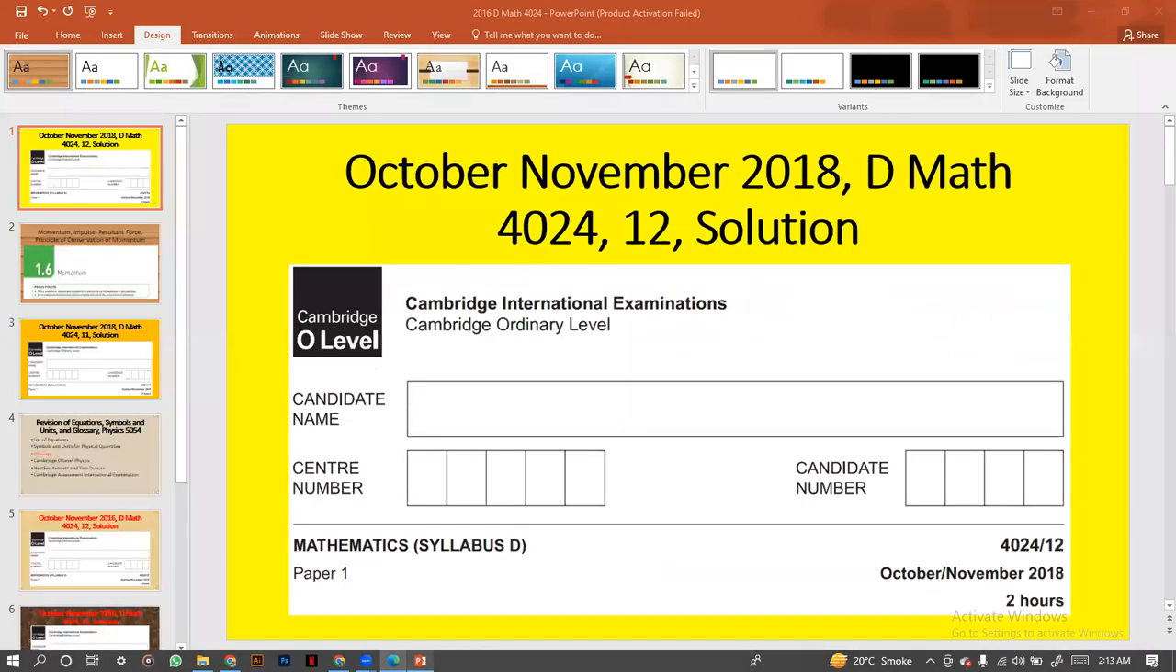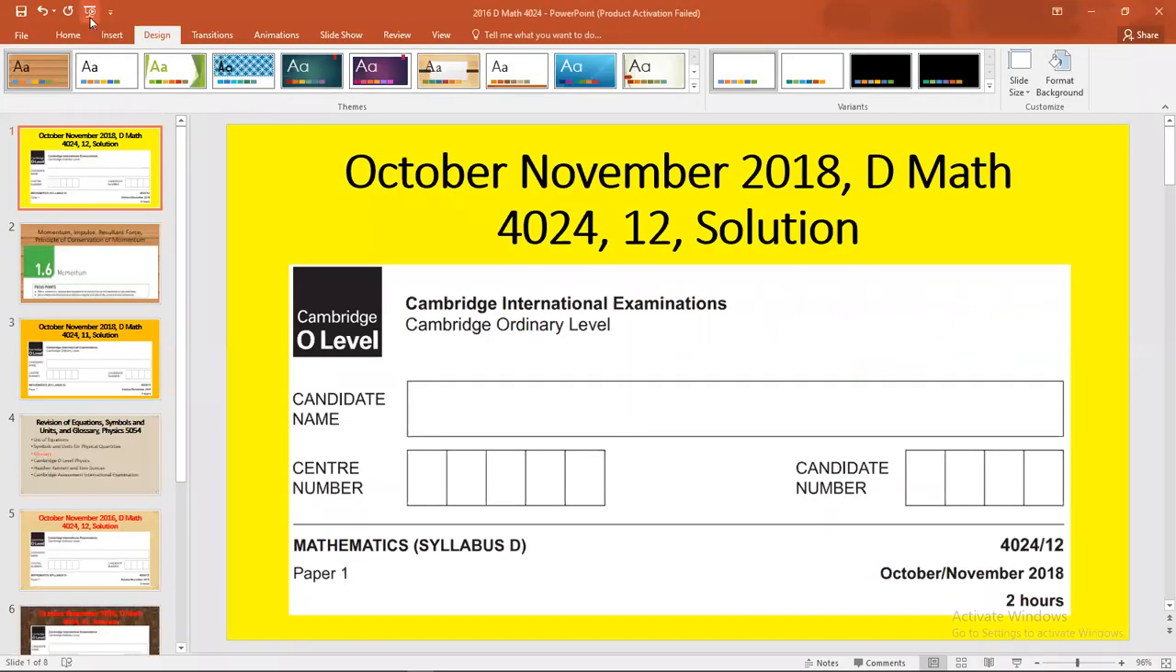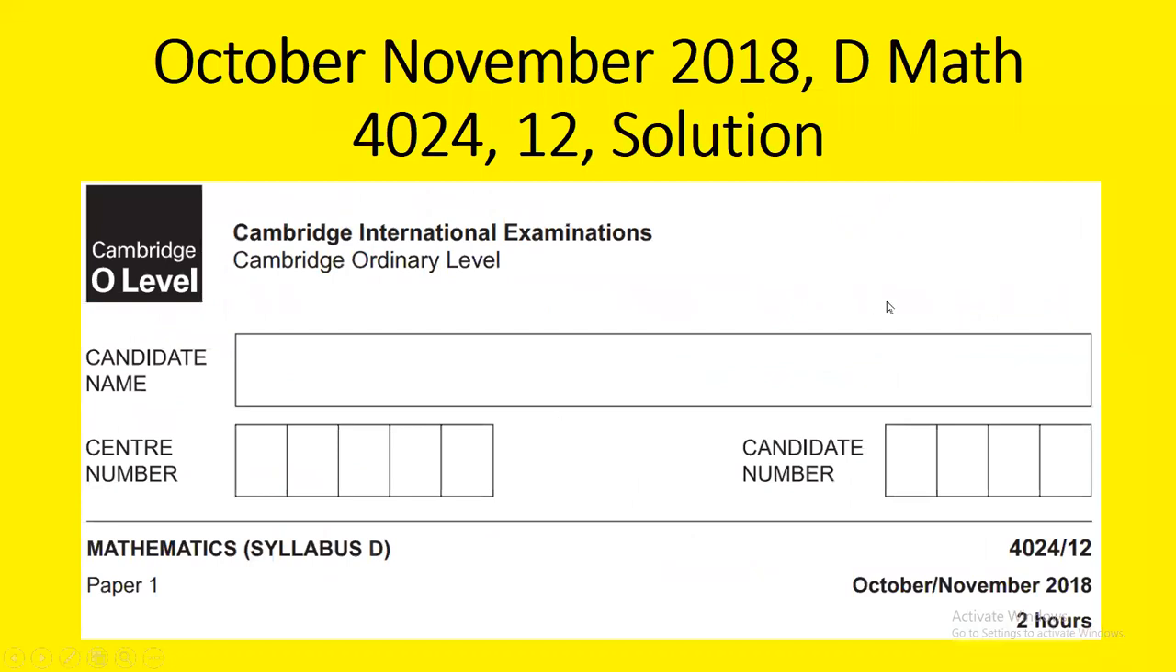So my dear students, today in this video, we have done the solution of the October-November 2018 D Maths 402412 paper. This paper one was from zone 2, and I have tried my best to write the solution of this paper in a way that you can understand the solutions and the procedures. I've also tried to describe them in proper words.